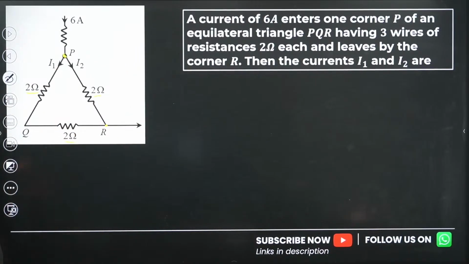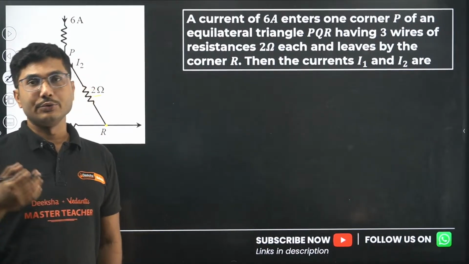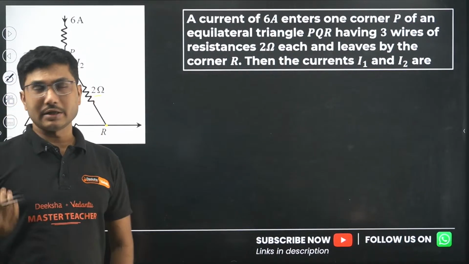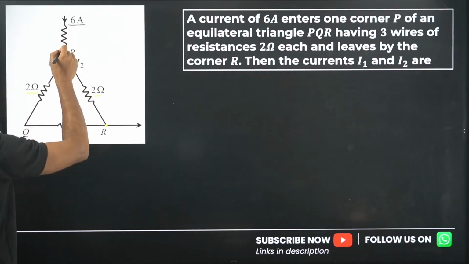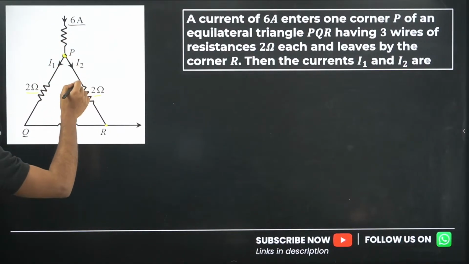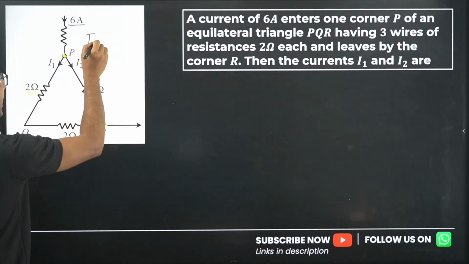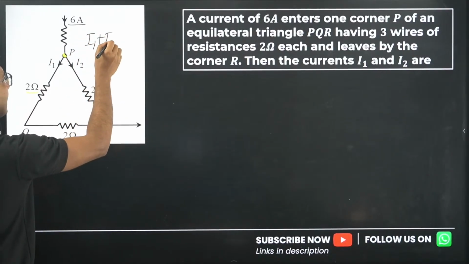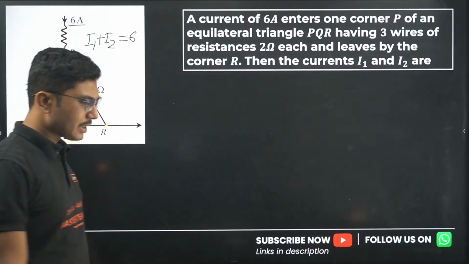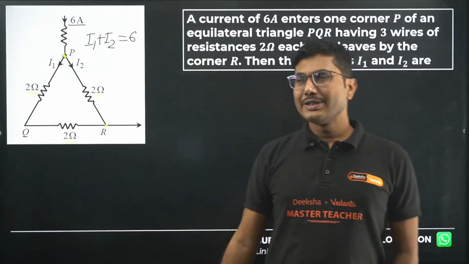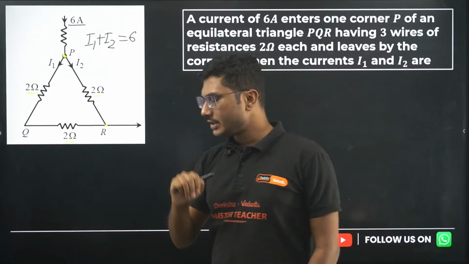First of all, we will apply Kirchhoff's current law. So the first stage is to apply Kirchhoff's current law. 6 ampere current is coming in and 2 currents are going out. That means I1 plus I2, the outgoing current, must be equal to the incoming current. So I1 plus I2 must be equal to 6. This is our first stage.